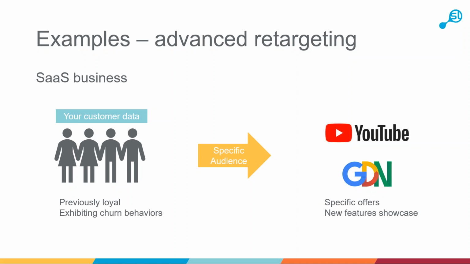So we could create a specific audience and retarget these people who look like they're going to churn imminently with advertising that might try and prevent that. So it might be showcasing new features in a YouTube video, or we can do display ads with a specific offer to try and make them interact with the platform and stay.